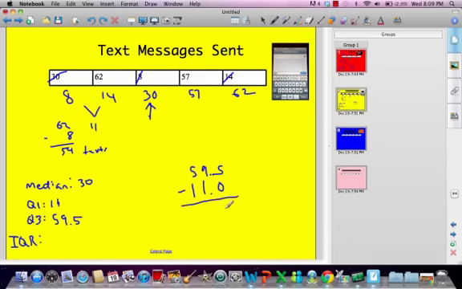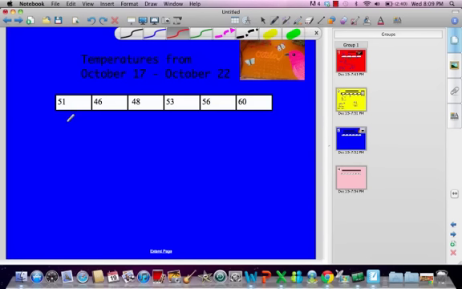And 5 minus 0 is 5. Bring the decimal down. 9 minus 1 is 8. 5 minus 1 is 4. So your interquartile range here is 48 and a half texts. And that's a pretty big range of numbers. So you would say your variation is very spread out. Your distribution is very spread out between the numbers here.